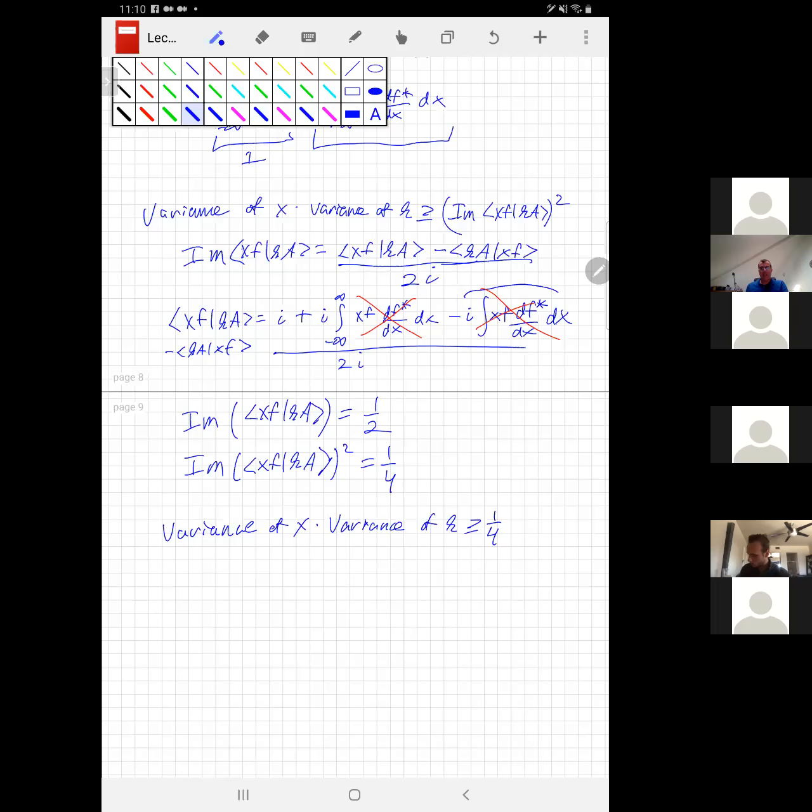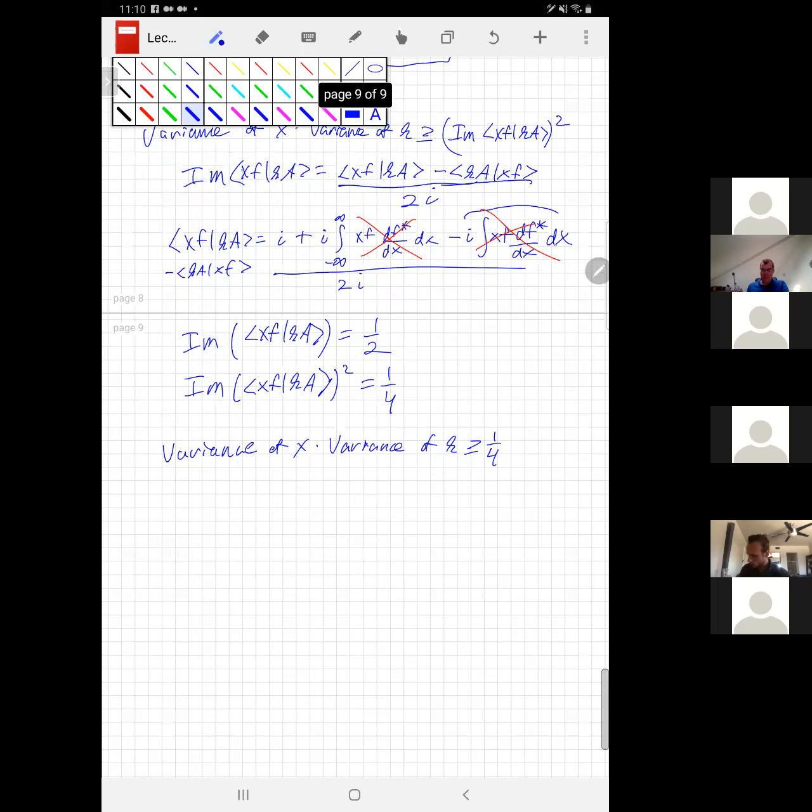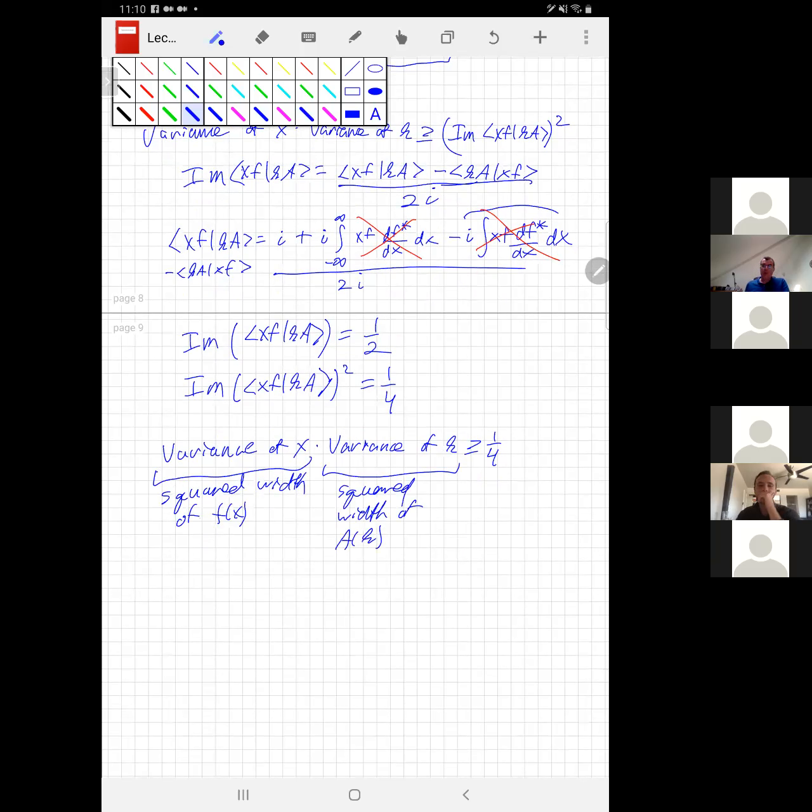The variance is a measure of width. It's a measure of just how wide that peak is in f of x. And the variance of k is a measure of just how wide that peak is in a of k. The variance is the squared width of f of x. Here we've got the squared width of a of k. The squared width of one multiplied by the squared width of the other is greater than or equal to 1/4. Any questions?